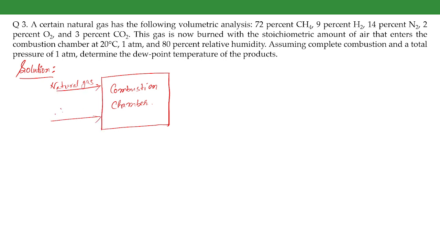the stoichiometric amount, that is the theoretical amount of air that is required for the burning, such that there is no excess oxygen in the product. It is supplied at 20 degrees Celsius, 1 atmospheric pressure, and relative humidity is 80%. And we will get the products. Since we are assuming that there is complete combustion, there will be only carbon dioxide, water, and the unreacted nitrogen.